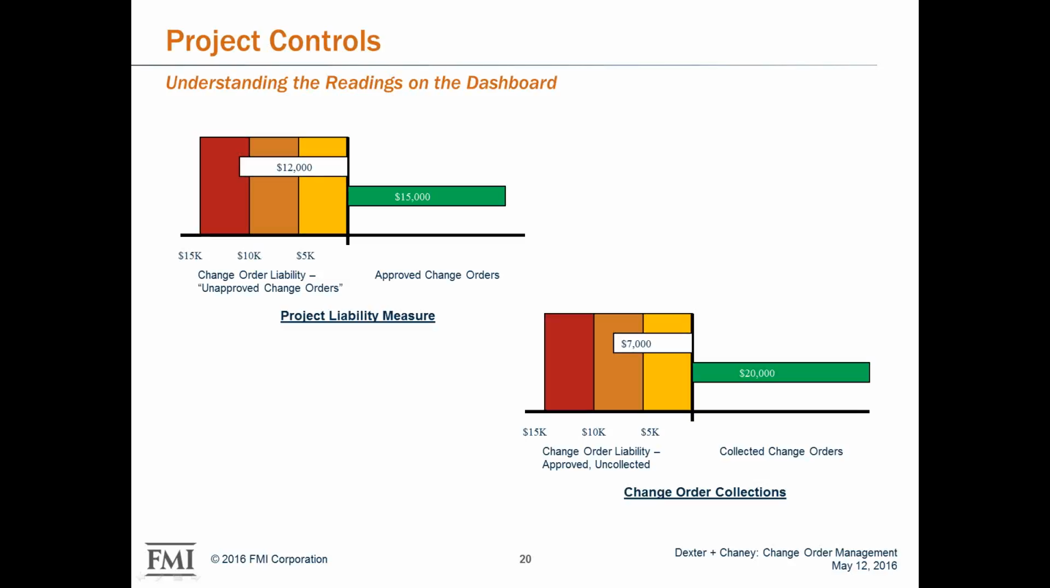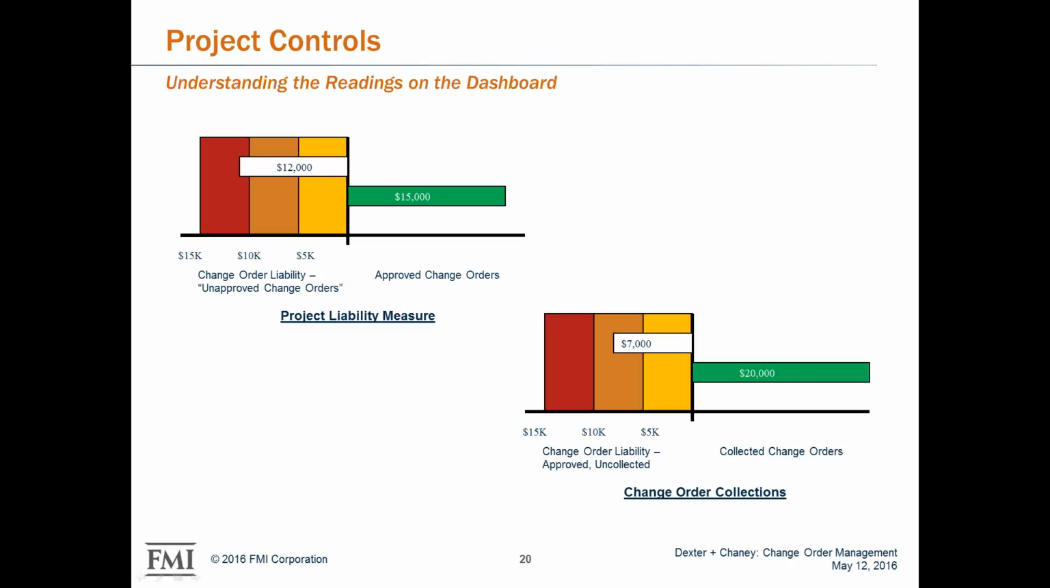On the top is a simple dashboard, the project liability measure. We've got approved change orders and unapproved change orders. So here's how many we've got approved and what we're doing. And here's work that we've actually started to put in place that's an unapproved change order. And is that amount of liability acceptable to you? And what are your standards for your company?